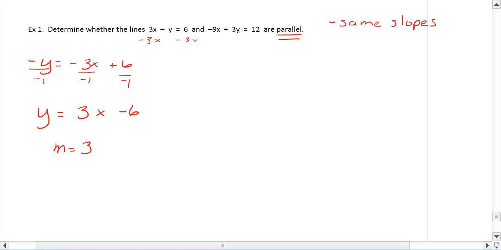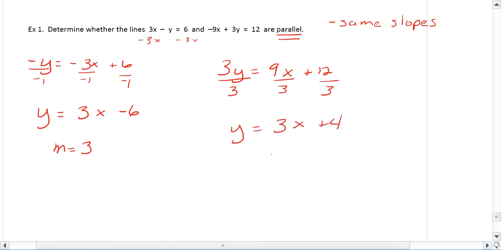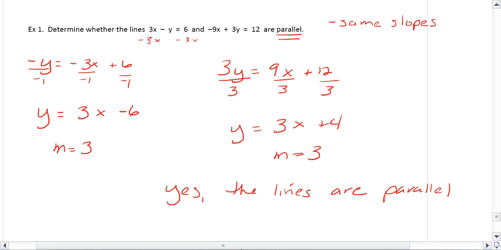So let's do the same thing over here. Let's solve for y. Start by adding 9x to both sides, and I'd get 9x plus 12. And then to solve for y, we need to divide everything by 3. So we get y equals 3x plus 4. This slope is also 3, so we can say yes, the lines are parallel, because we noticed that their slopes are the same, and we also noticed that they have different y-intercepts.